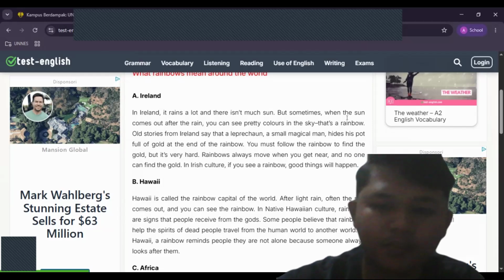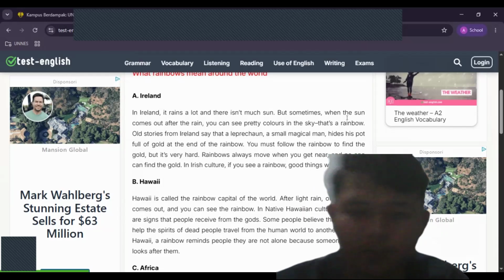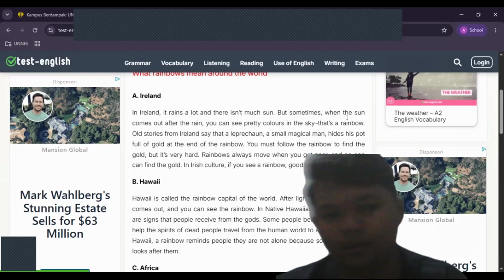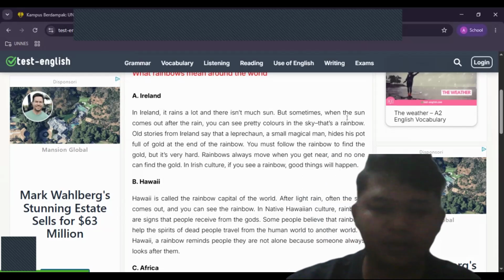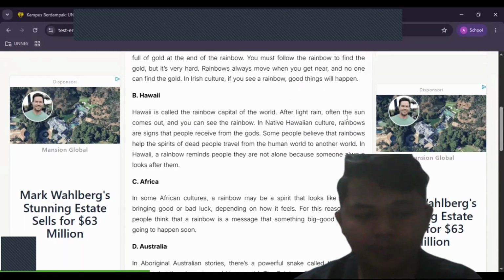You must follow the rainbow to find the gold. But it's very hard. Rainbows always move when you get near, and no one can find the gold. In Irish culture, if you see a rainbow, good things will happen. The second one, B.